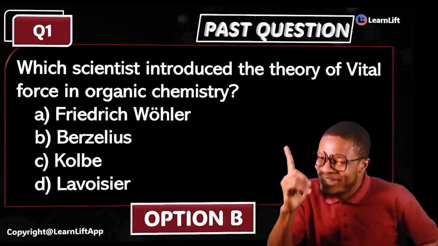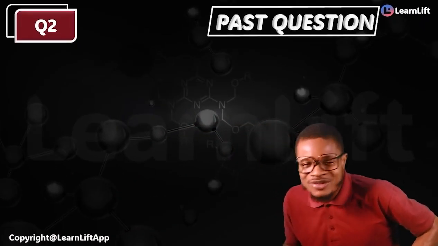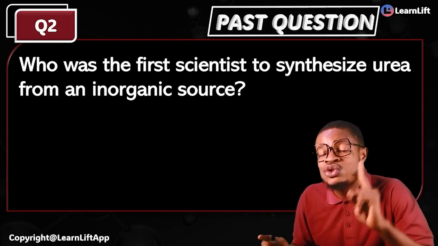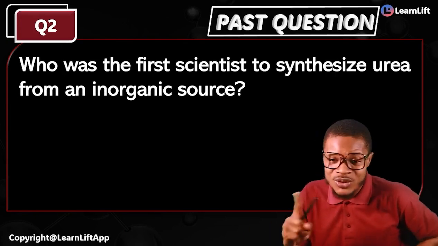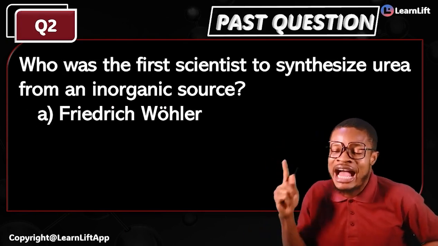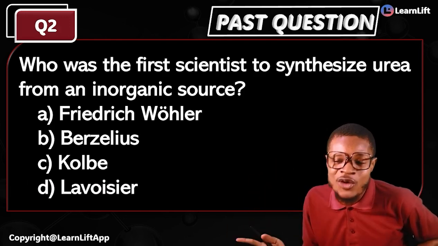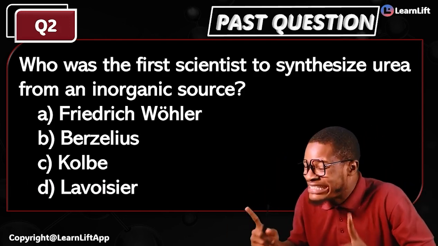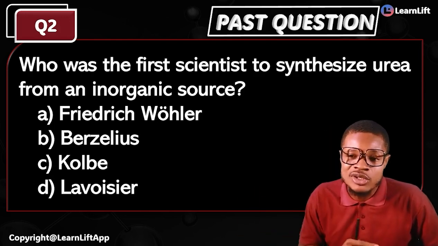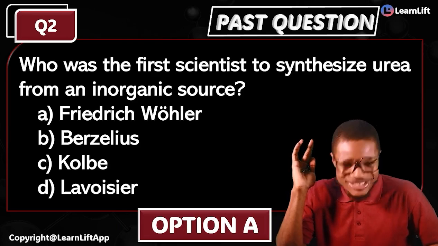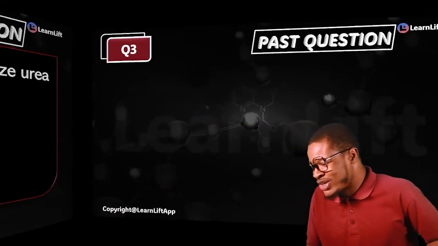Does it make sense? Okay, answer this question very fast. The question says, who was the first scientist to synthesize urea from inorganic source? Who did that? Is it Friedrich Wöhler? Is it your Berzelius? Is it your Kolbe? Or is it your Lavoisier? Of course, the person that synthesized urea from inorganic source is Friedrich Wöhler. Option A is the correct answer. Does it make sense?